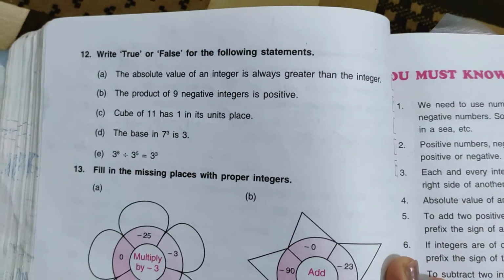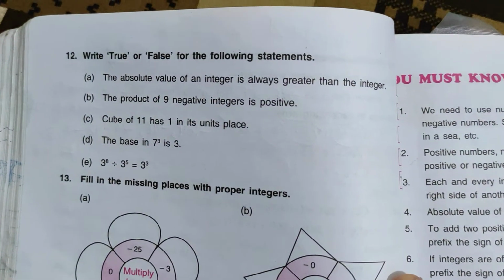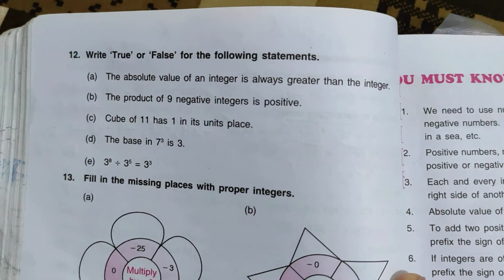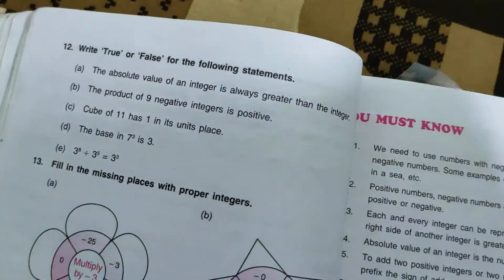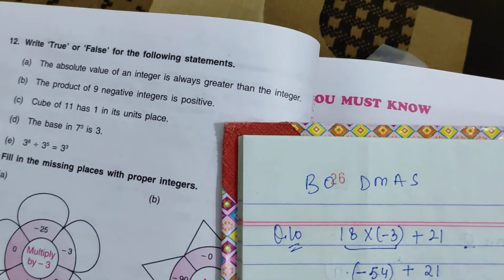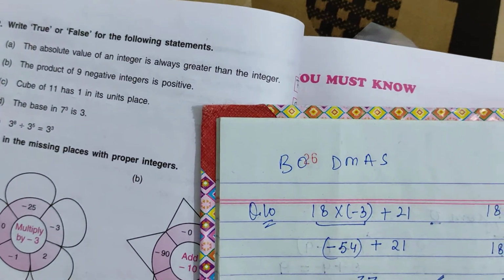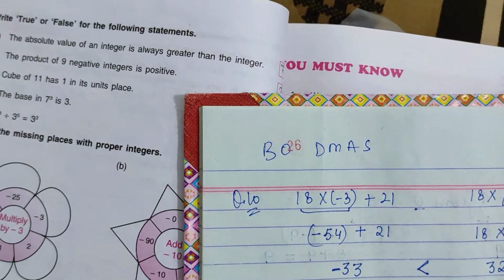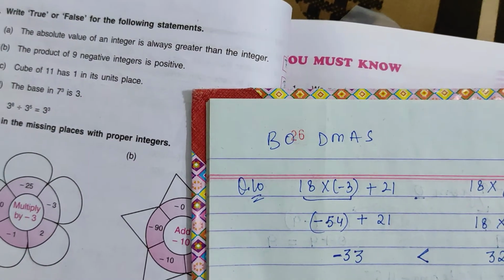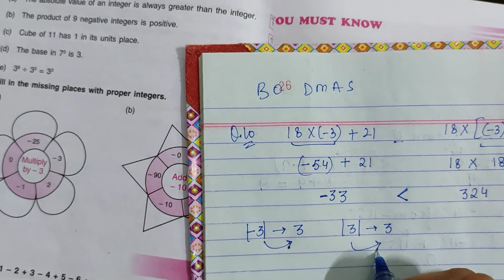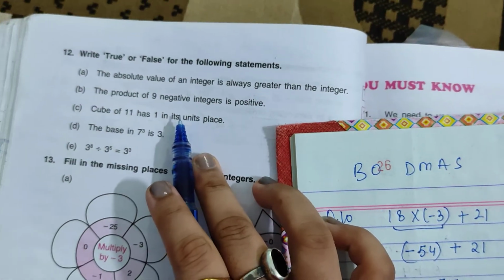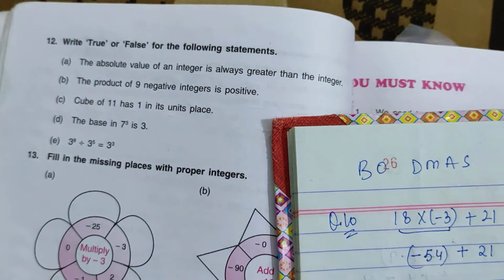So the true false question: the absolute value of an integer is always greater than the integer. See, the absolute value of minus 3 is 3, but if we find the absolute value of 3, it will be equal to 3. So we can't say it is always greater. Here in this case it is greater, but in this case it is equal. So it is false.